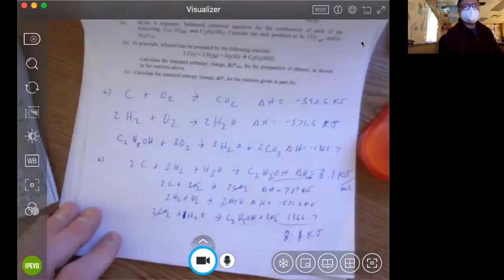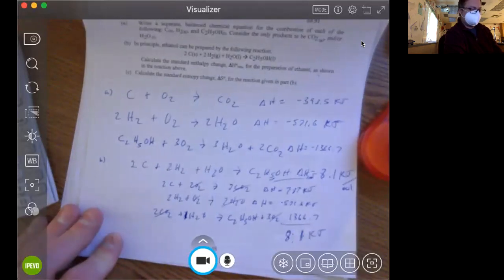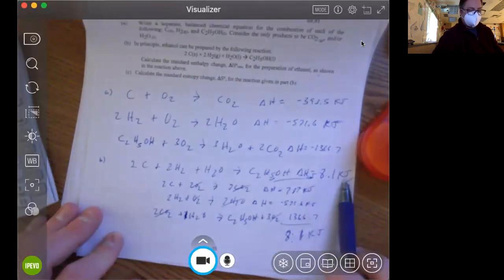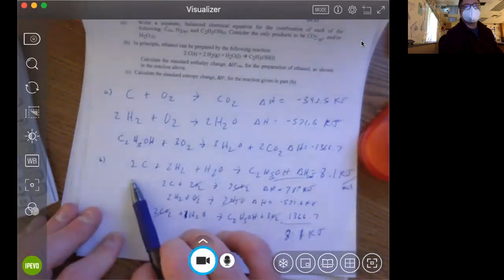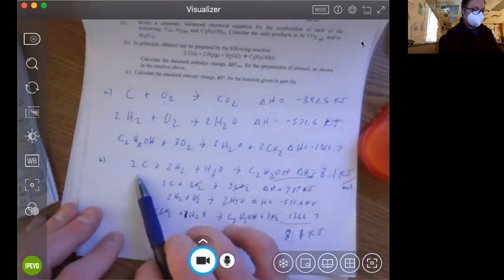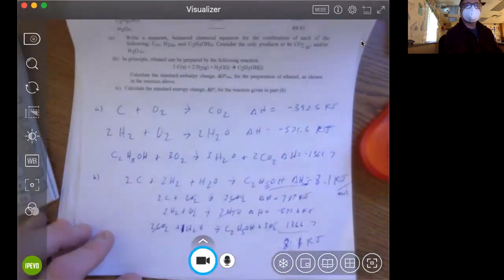Was that Hayden that asked that question? No, it was Dylan. Okay, Dylan, does that make sense? So 8.1 kilojoules per mole. But when we're looking at this equation, it's 2 moles of this. So that would mean it would be 4.05 kilojoules for 1 mole of this carbon.